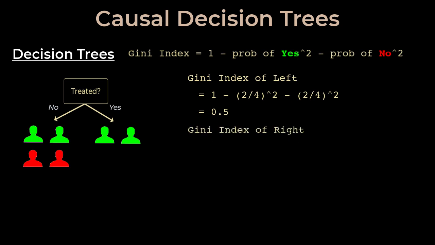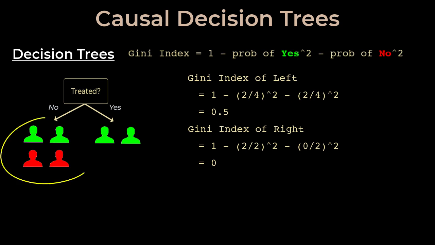Now let's do the Gini index of the right node. Now for the right node, there were 2 individuals that went there who were eventually cured. So the probability of yes is going to be 2 on 2, and the probability of no is 0 on 2. And substituting these values, we get the Gini index of the right node as 0.